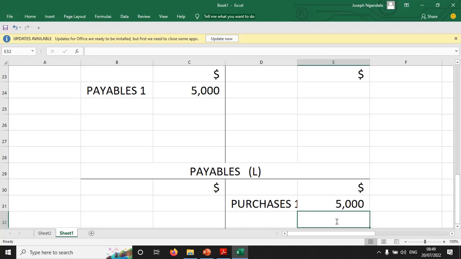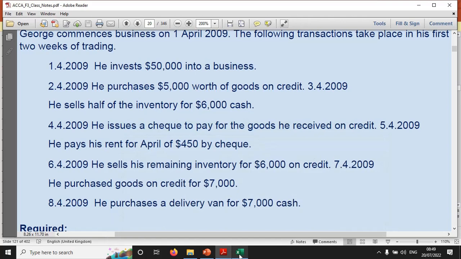Can I proceed? Next, what happened? Sold half of the goods, right? For how much? 6,000. Is he going to keep the 6,000? How much is $6,000 in kwacha? 6 by 15. There are those who are good at maths.